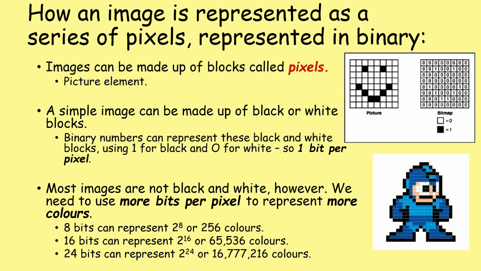We need to use more bits per pixel to represent more colors. So if we use 8 bits, 1 byte, to represent a pixel, we can have up to 256 colors. If we use 16 bits per pixel, we can have up to 65,536 colors. If we use 24 bits per pixel, we end up with over 16 million colors to choose from.